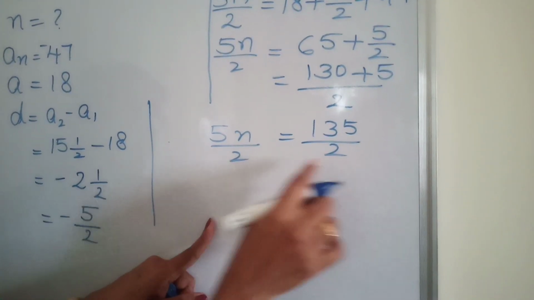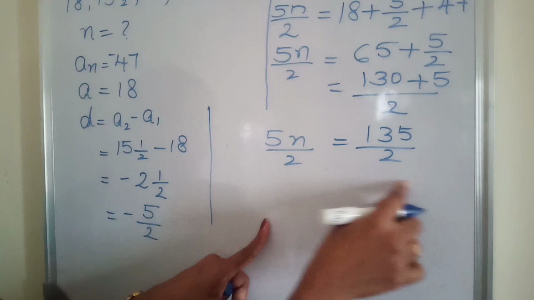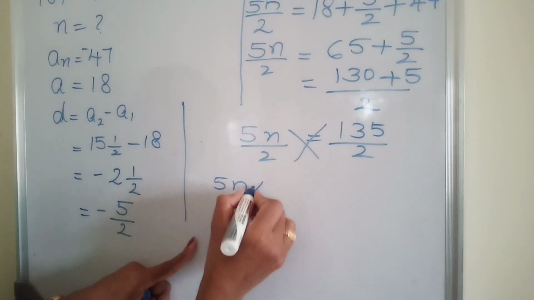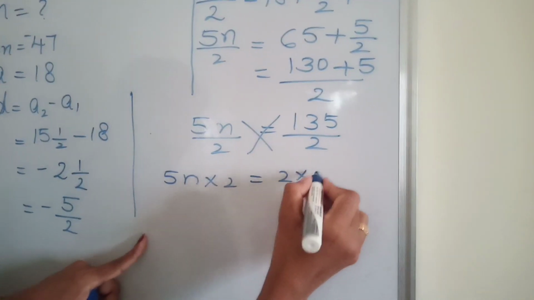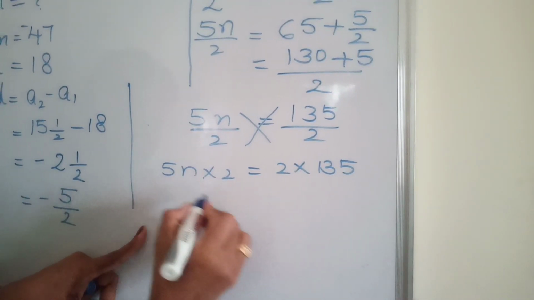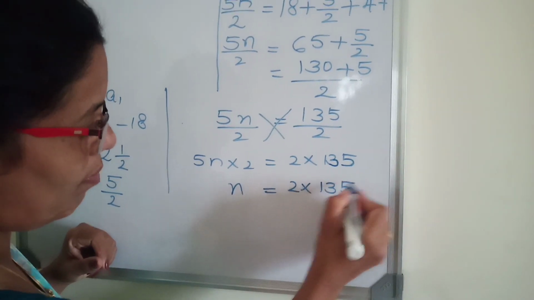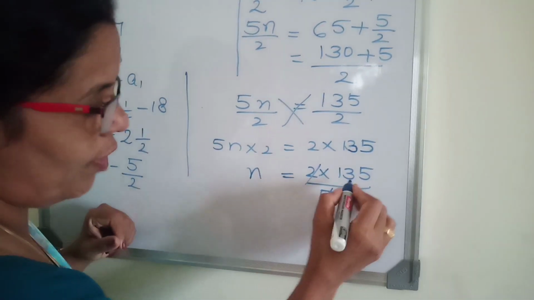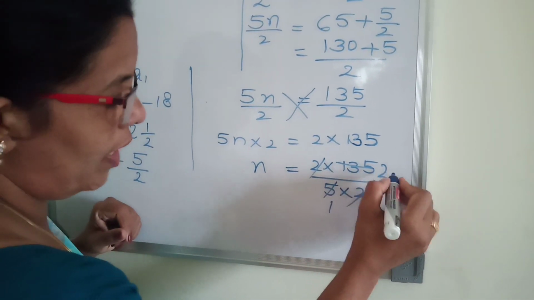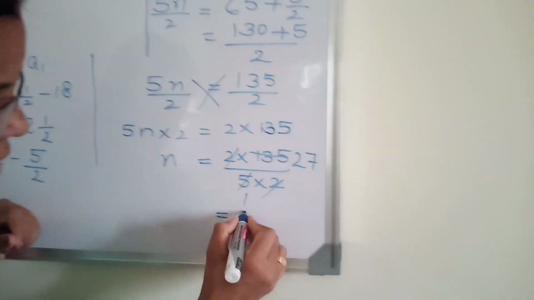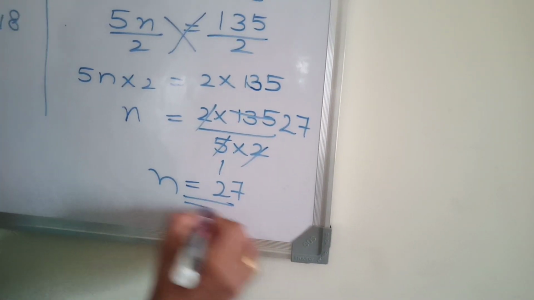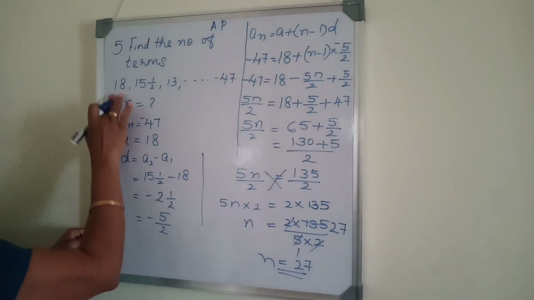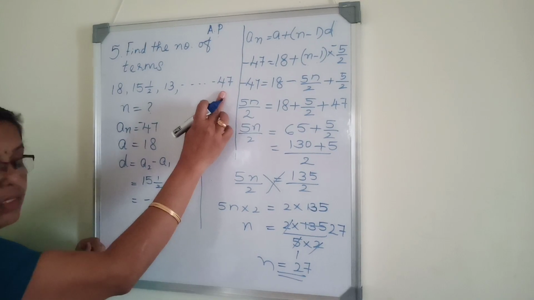Either the same denominator we can cancel directly from both the sides, or we have to cross multiply. So 5n into 2 is equal to 2 into 135. n equals 2 into 135 by 5 into 2. 2 and 2 will cancel. 5 1s are 5. 5 2s are 10. 5 7s are 35. So n is equal to 27. So in this AP there are 27 terms, in which first term is 18 and the nth term is minus 47.